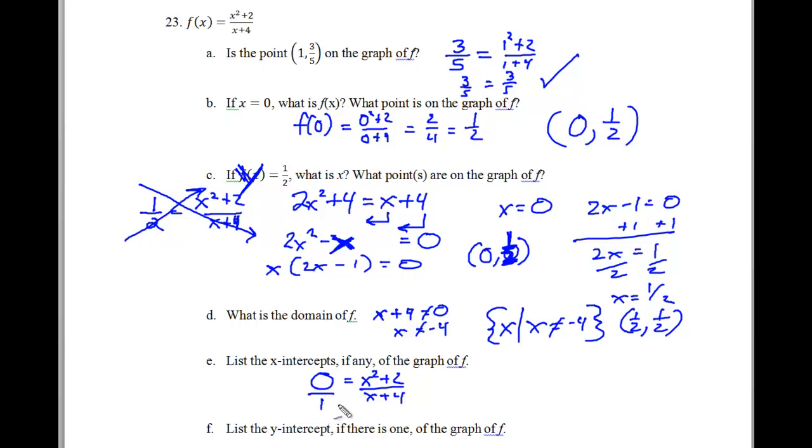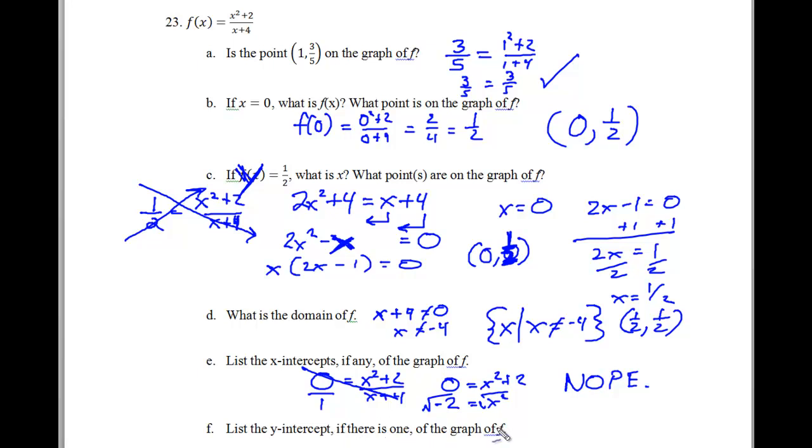We're going to crisscross multiply, so 0 times x plus 4 is just 0. And then we have 1 times x squared plus 2. And if we solve for x, we're going to move the 2 to the other side. -2 equals x squared. If we take the square root of both sides, we get an imaginary number. Therefore, there is no value of x that will ever be 0, so there are no x-intercepts. Nope.